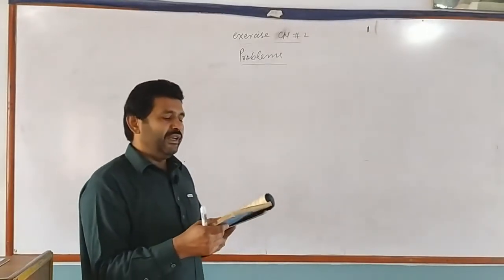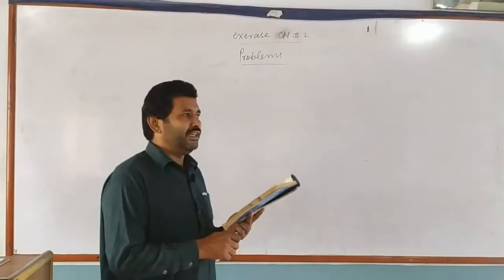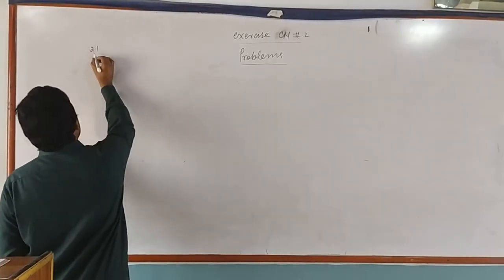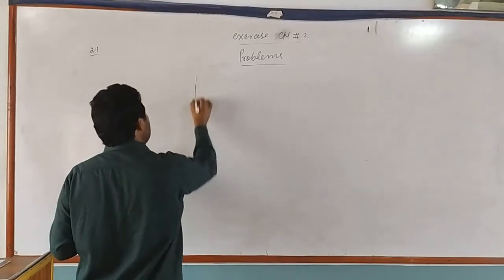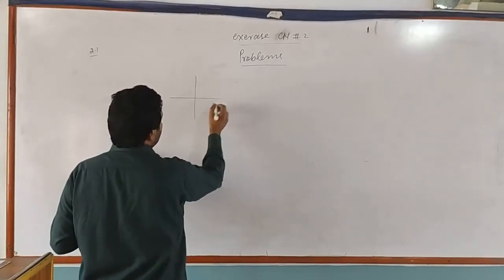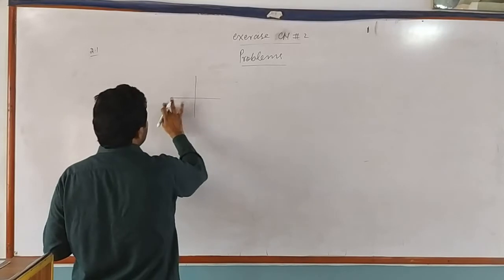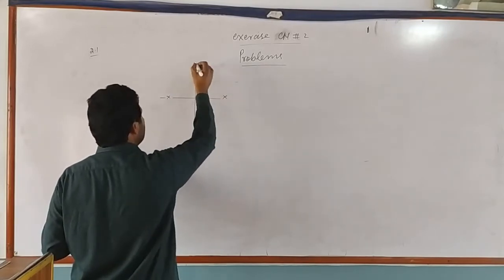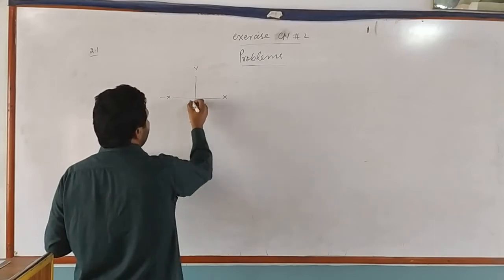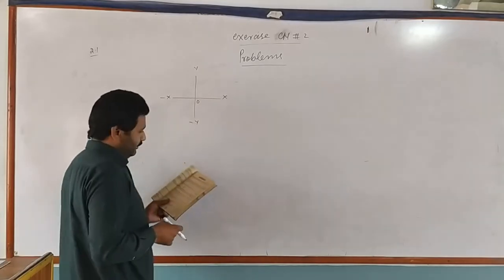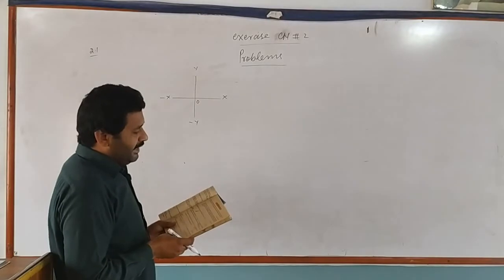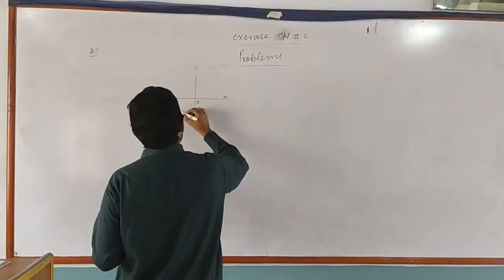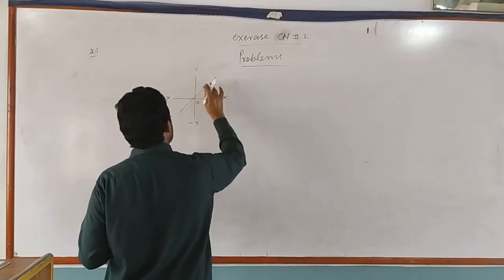Suppose in a rectangular coordinate system, numerical problem number 1. We have supposed a two-dimensional rectangular coordinate system with positive x-axis, negative x-axis, positive y, negative y, and this is the origin. A vector A has its tail at point A.